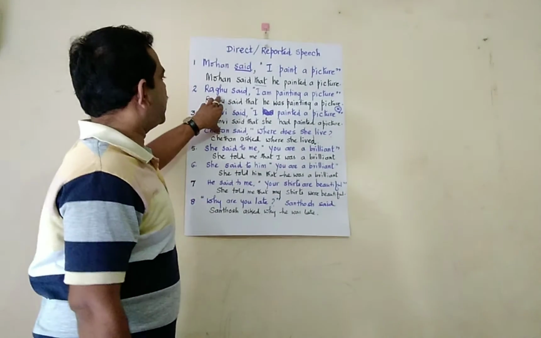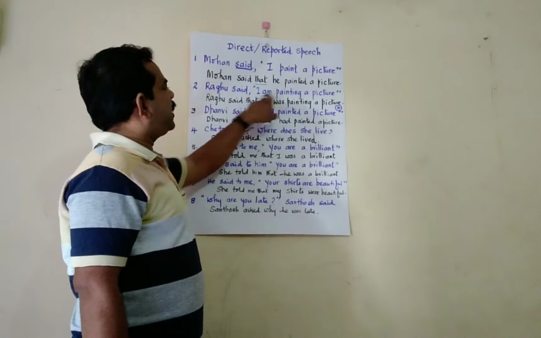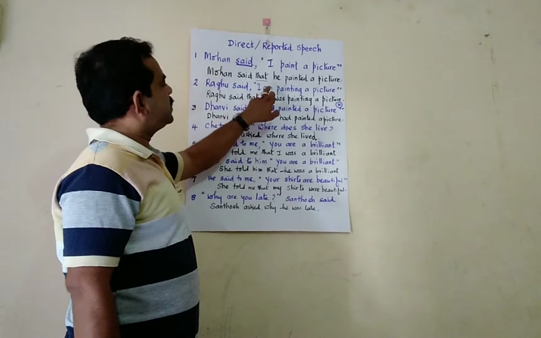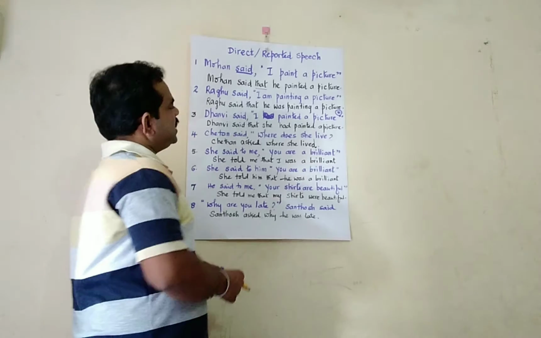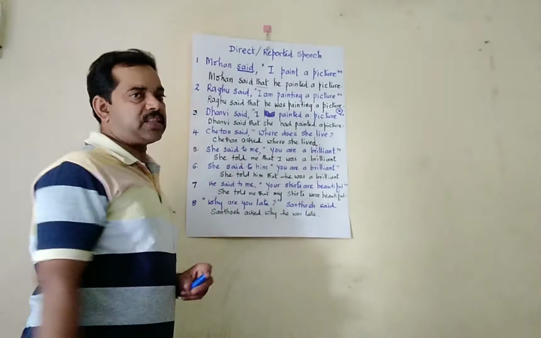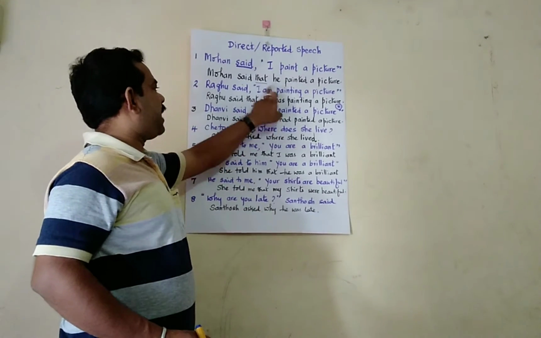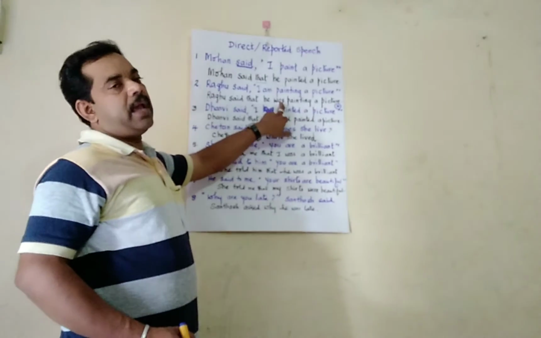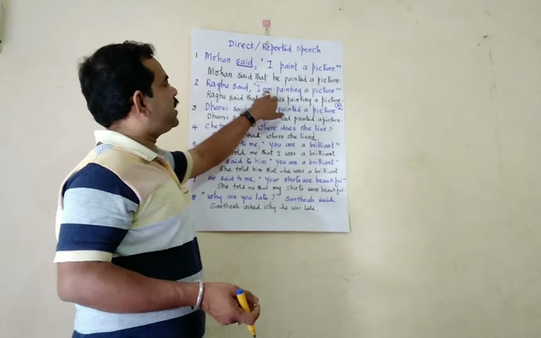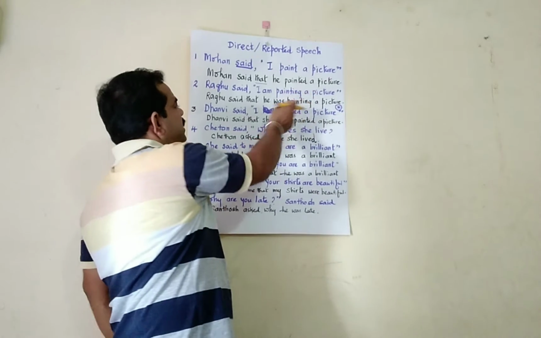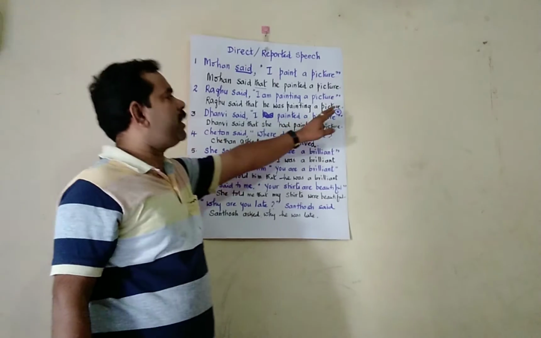Now let us move to the second one. Raghu said, I am painting a picture. Now, reporting verb and reporting clause. The reporting verb is already in past tense. So ultimately we have to change the reporting clause into the corresponding tense. Am painting is present progressive or present continuous. So now we have to change. Raghu said that I is to be changed as he, am is to be changed as was. Yesterday I was stating that am or is is to be changed as was, because present tense should be changed into past tense. Now it is present progressive or present continuous. It can be changed into past progressive, that is past continuous. He was painting a picture.